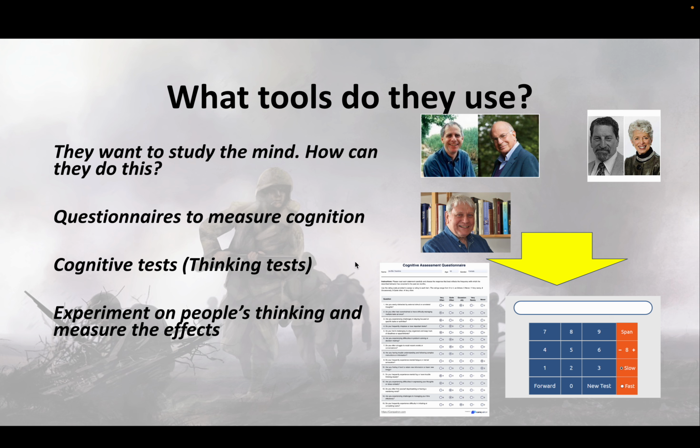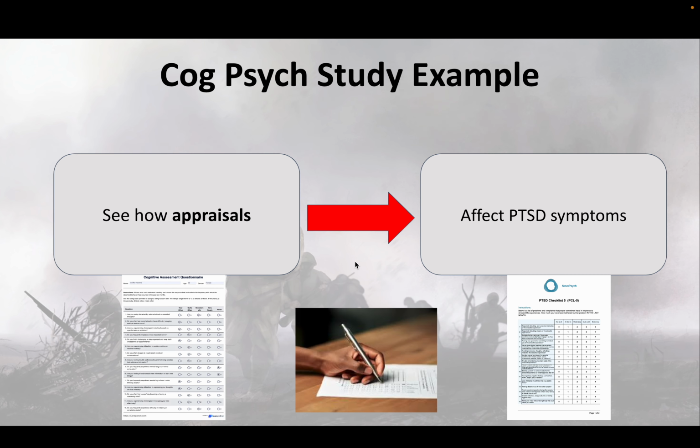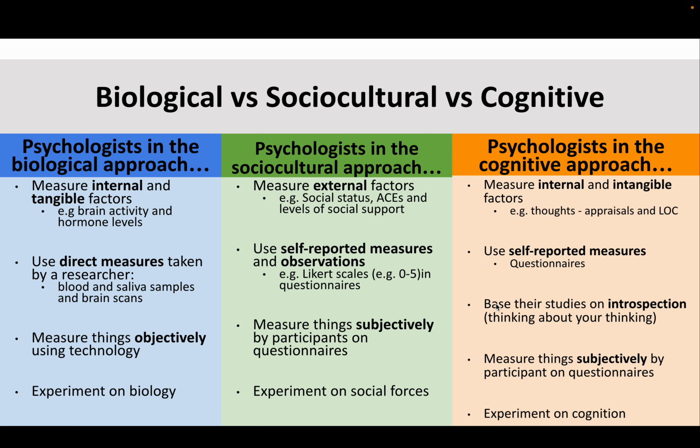but we can use other questionnaires to assess their thinking. So again, we're using self-report and focusing mainly on questionnaires. For example, if we're looking at how appraisals might lead to PTSD, we can't see the person's thinking, so we would give them a questionnaire and they would self-report and we would see if that correlates or links to PTSD.